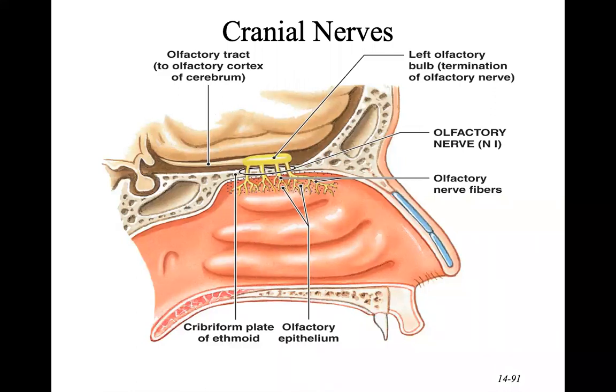So cranial nerve 1 is the first one that develops, and for good reason. You have to smell danger, you have to smell fire and smoke.